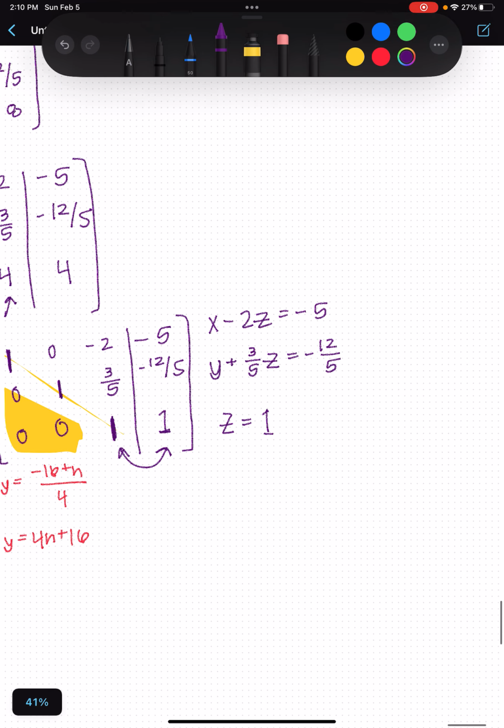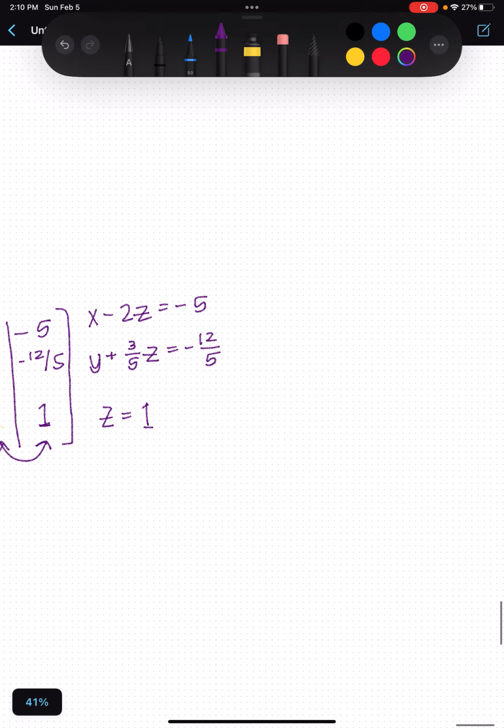The good news here is you still have to solve a little bit, but because I already know that z is equal to 1, then this equation would be y plus 3/5 times 1, which is just 3/5, is equal to negative 12/5. And I can solve that really easy because all I have to do is subtract 3/5. When I subtract 3/5, I end up with y is equal to negative 15 over 5, which is equal to negative 3. So y is equal to negative 3. I'm going to write that down right here.